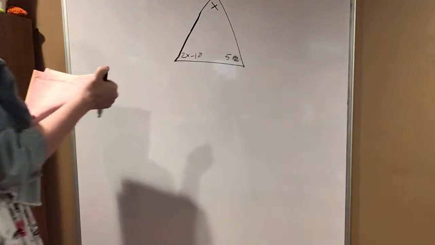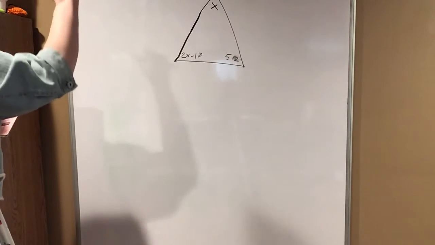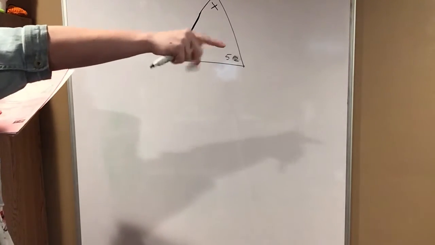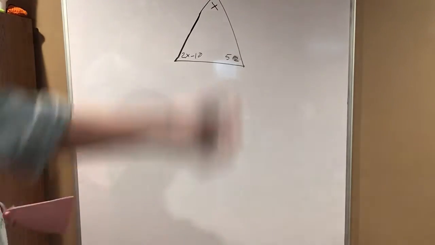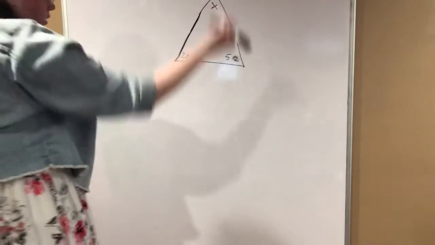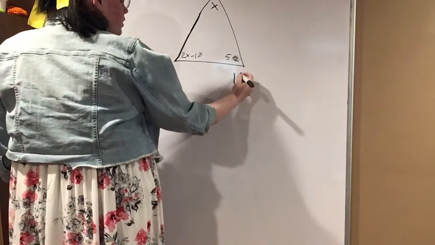So we're given something like this, where we have x, 2x minus 10, and 52. We need to figure out what x is. Well, we know everything in a triangle needs to add up to 180.